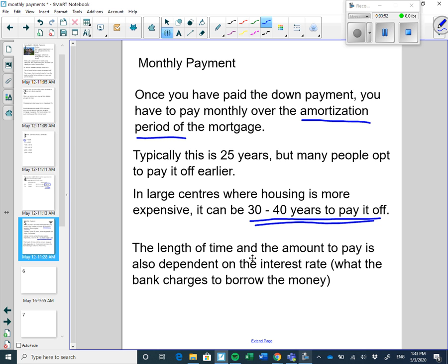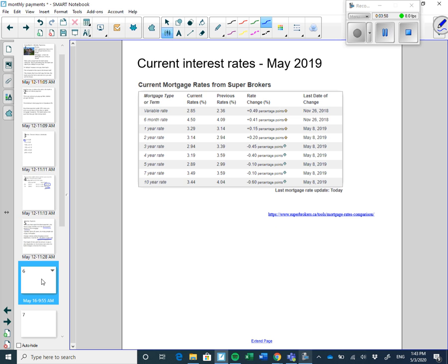The length of time and the amount to pay is also dependent upon the interest rate, what the bank charges to borrow the money. Now, interest rates these days here in Canada are quite low. This is a table I found last year from May 2019. So you can see the interest rates are anywhere from about 2.85% to about 3.44%. Generally, they are bigger the longer the term, okay? And the reason the banks do that is they're gambling, they're hoping that interest rates will go up in the next year or two.